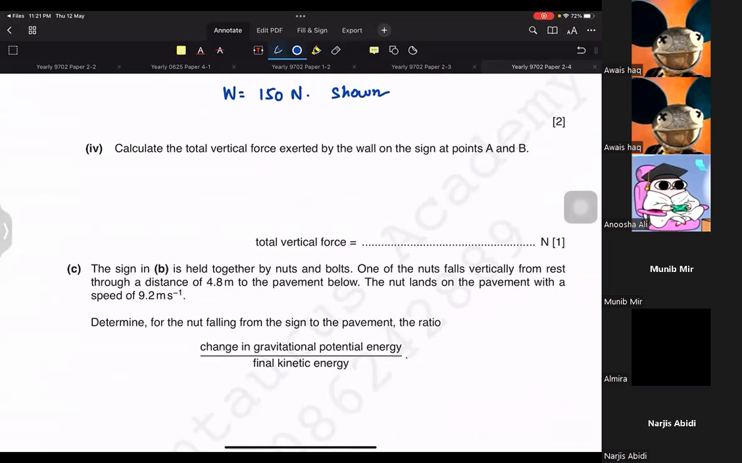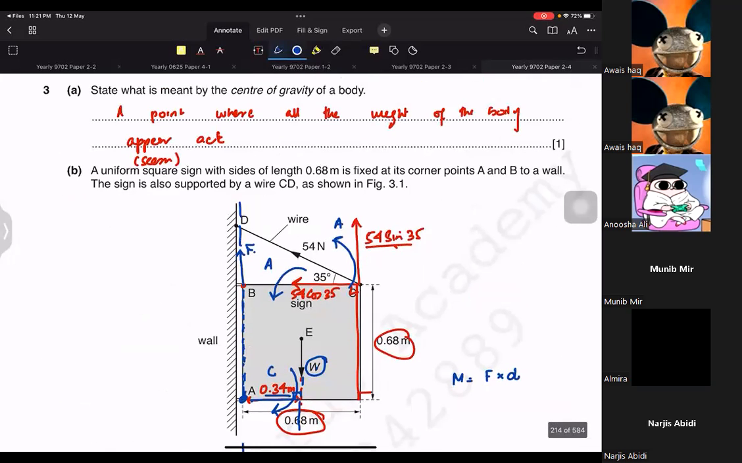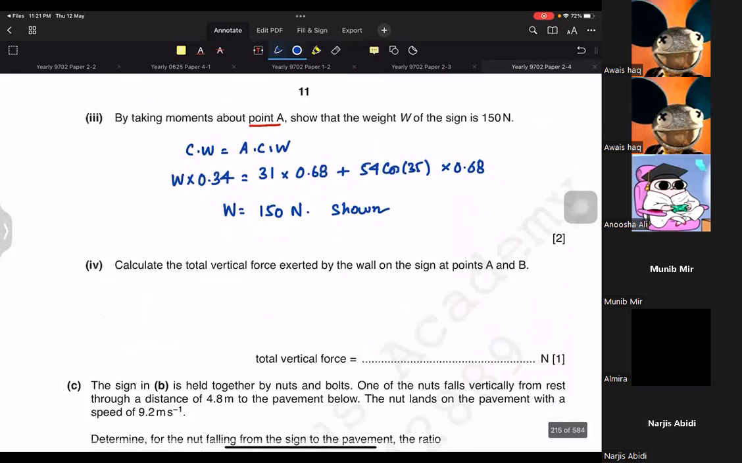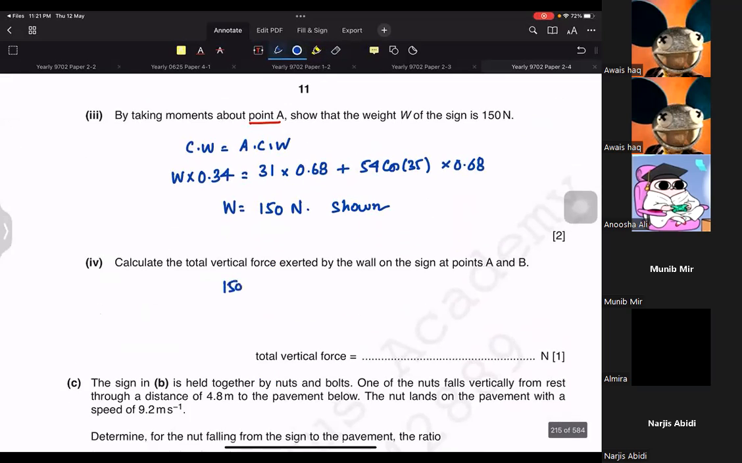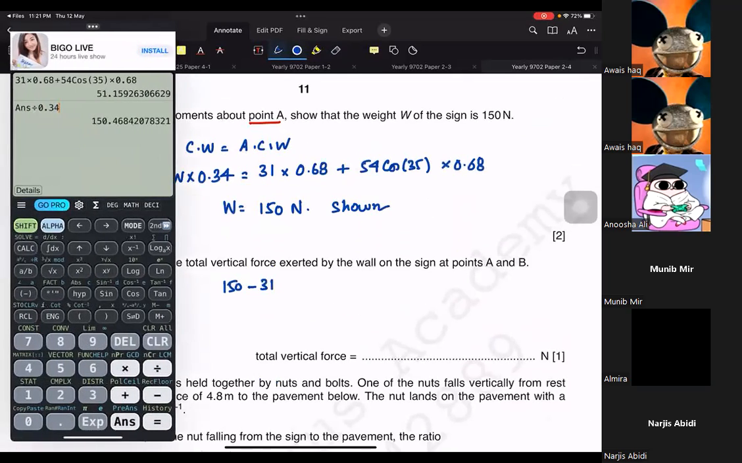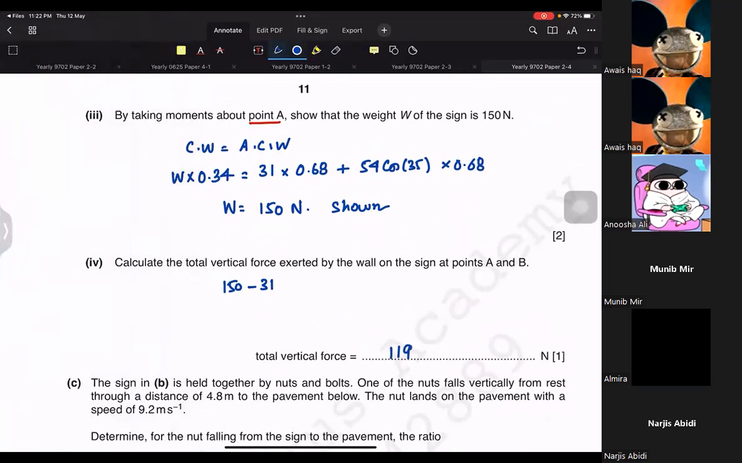No worries. Next it says calculate the total vertical force. So there's one vertical force, 31 newtons that we found out, and there's 150. There's no other vertical force. This is horizontal, so it should be 150 minus 31. They're in the opposite direction. So let's do it. That's 119. You can also get away with writing 120.